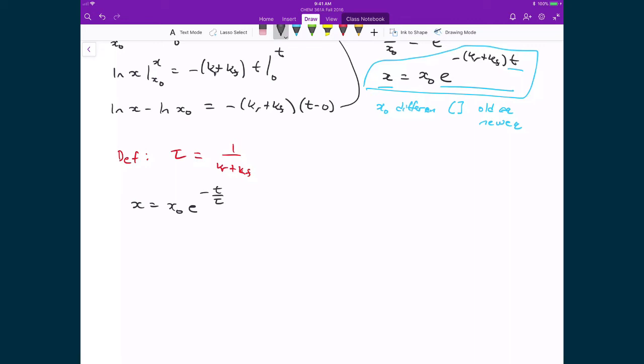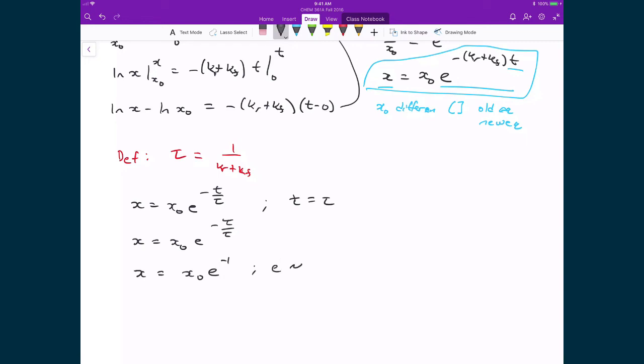And so what has this done for us now? Well, what this means is that the tau represents how long it takes for a reaction to progress from x naught to about 1/3 of what x naught was. And how do I know that? Well, let's do the thought experiment. Let's let t, the time, equal tau. Then x is equal to x naught times e to the negative tau over tau, which means that x is equal to x naught times e raised to the power of negative 1.